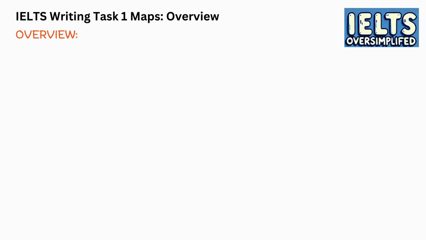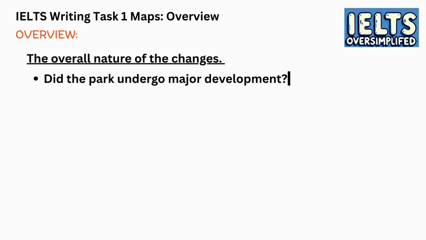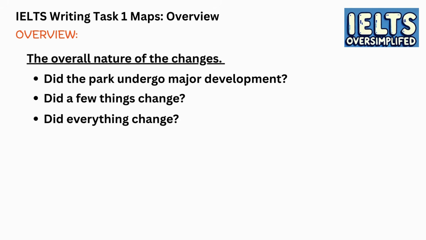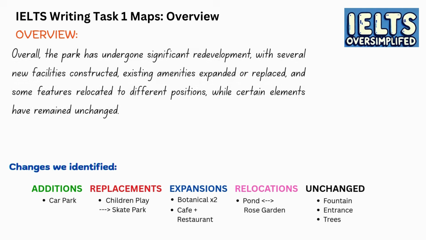So what should you write in a map overview? You should mention the overall nature of the changes. Did the park undergo major development? Did a few things change? Did everything change? In our case, we have already identified all of the changes. Here they are. And here is how I wrote the overview.